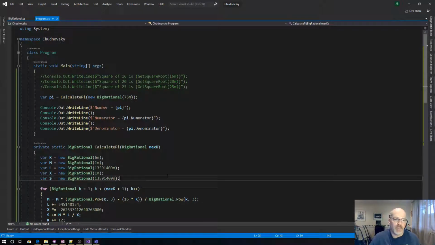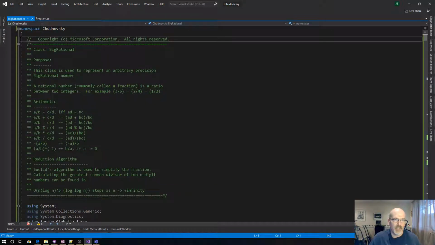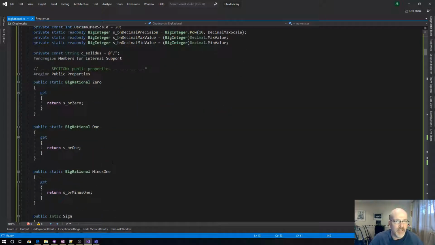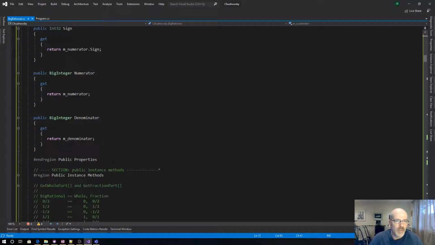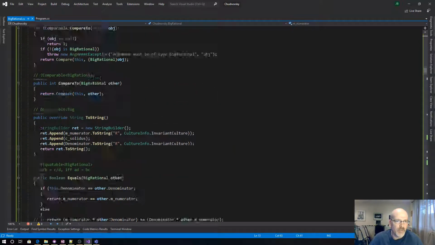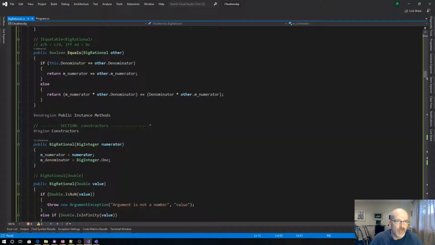What it would really be nice is if this big rational was set up to be reducible, like if it knew it was 3 to the 6, then it really goes to 1/2. But a reduction algorithm. So yeah, I thought it had something in here where I was talking about that it used that. Power, fraction part, compare to string, equals.